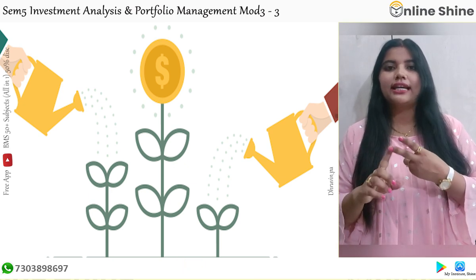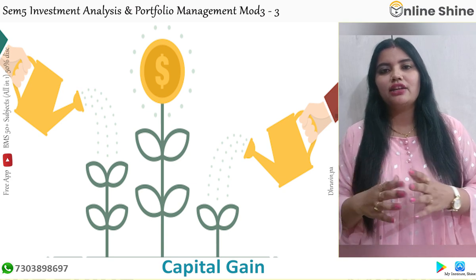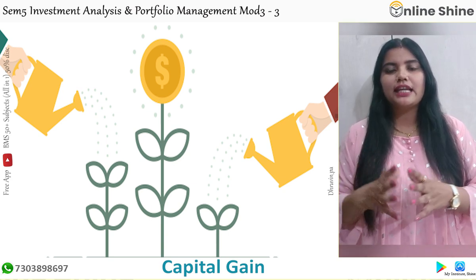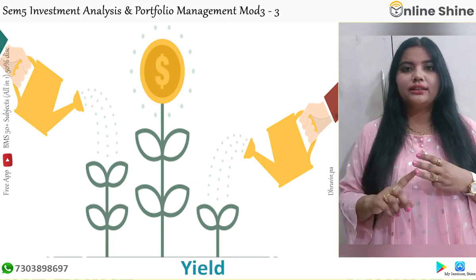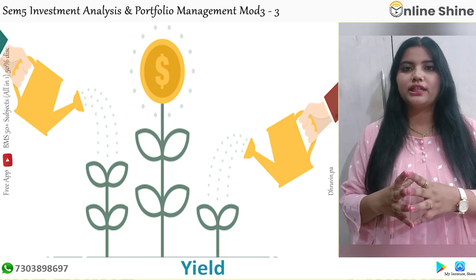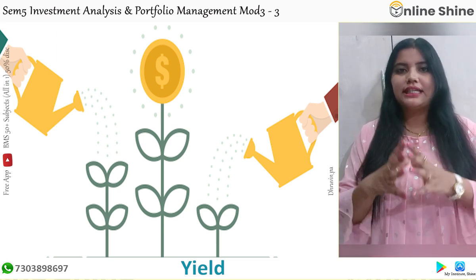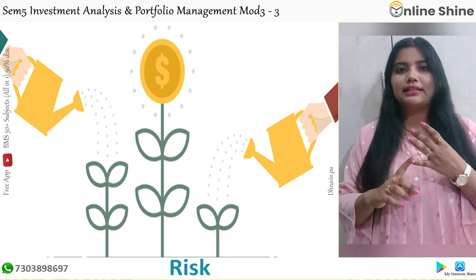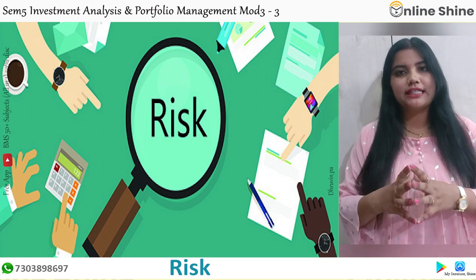Now the second one is capital gain. Capital gain or appreciation is the difference between the sale price and purchase price. Third one is yield. It is the return received in the form of interest or dividend. Return equals capital gain plus yield. Now the fourth one is risk. It is the probability of losing the principal capital invested.